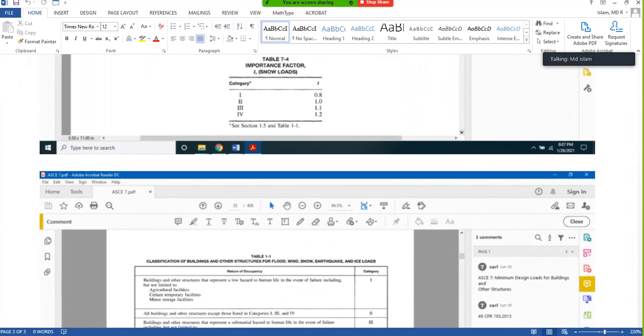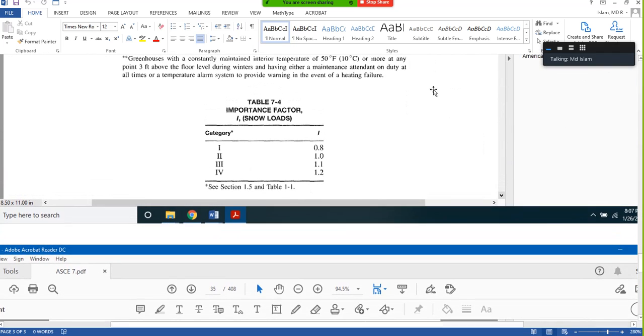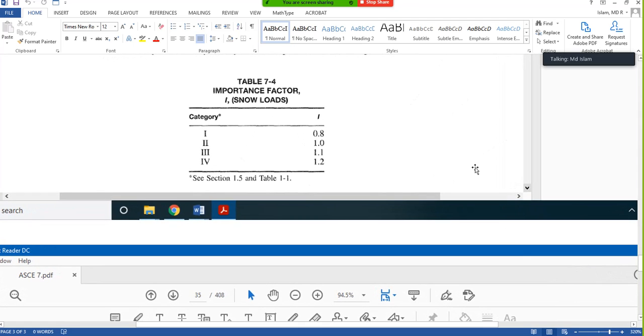So you can see from your ASCE Table 1.1, they combined it and then made a summary in Table 7-4, importance factor for snow loads. You can take it from Table 1.1 also. So you can see here it is a summary. What does category 1, 2, 3, 4 mean? Category 4 means similar to a hospital, that I already told you. A hospital is very critical. If a building collapses, there will be so much damage or massacre. So in that case, we will use 1.2.